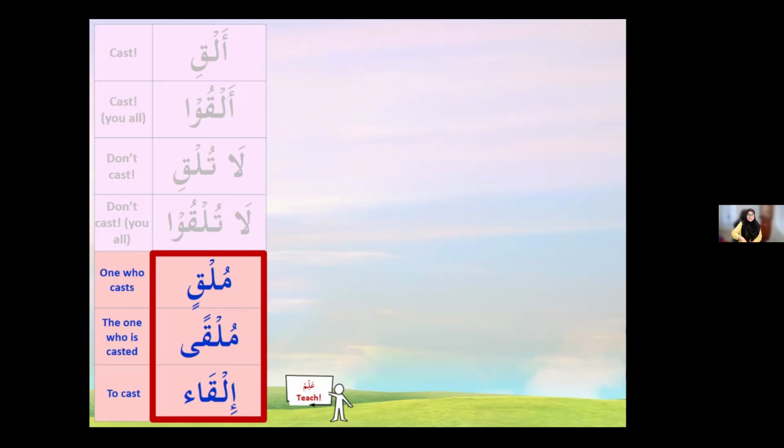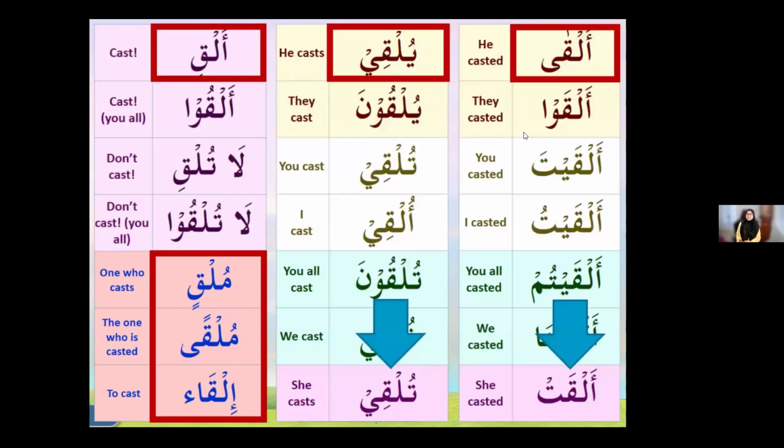The one who casts, the one who is casted, and to cast: ilqa. So we know this also, alhamdulillah. So let's practice the rules. The Madi was alqa, and when you wanted to do plural, alqaw. When you change the Madi to Mudare, alqa becomes yulqi. That was the change.